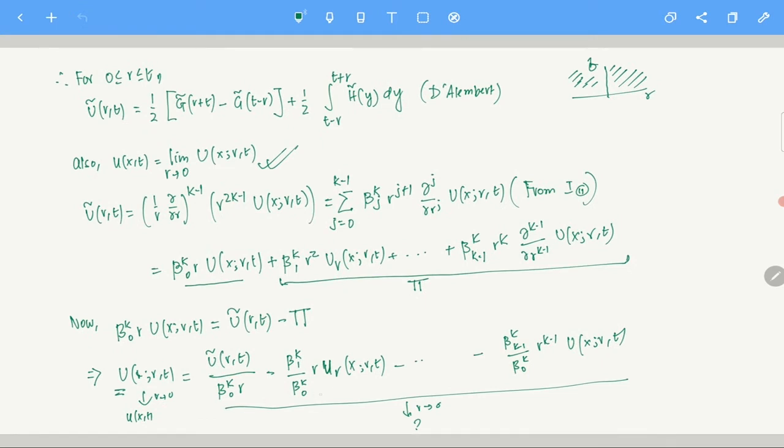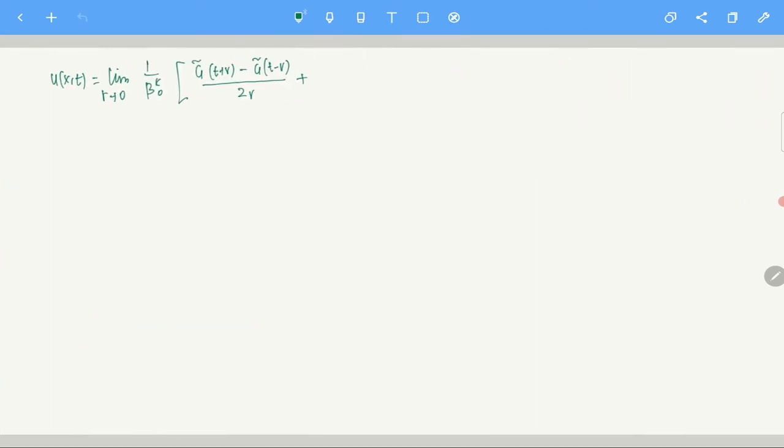As limit r tends to 0, you do realize that all of this is gone, because these terms, u r power k minus 1, are constants. So as r tends to 0, the remaining expressions are all gone. You are only left with this particular thing. So limit r tends to 0, u tilde by b naught k r is equal to small u. That's what I'm just writing.